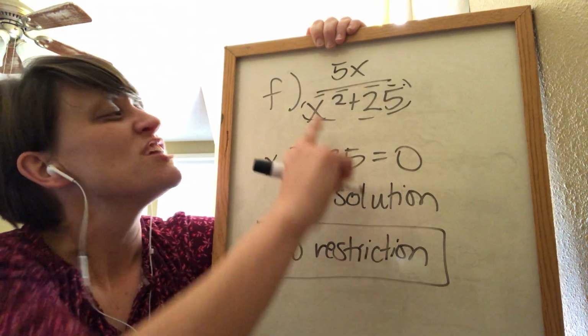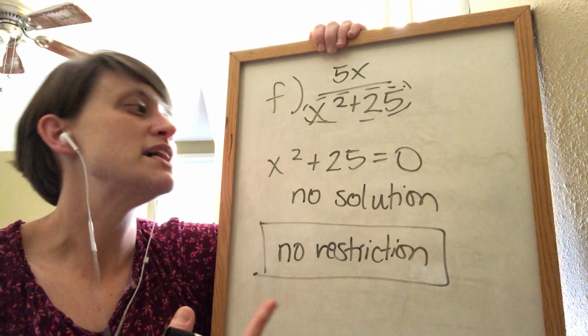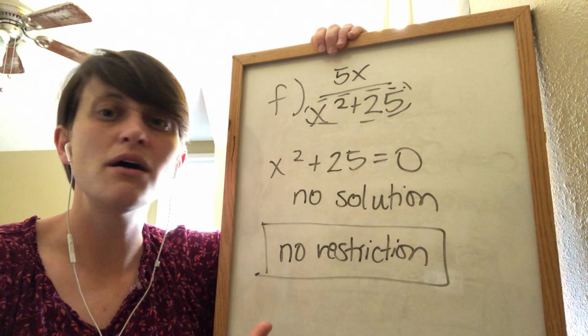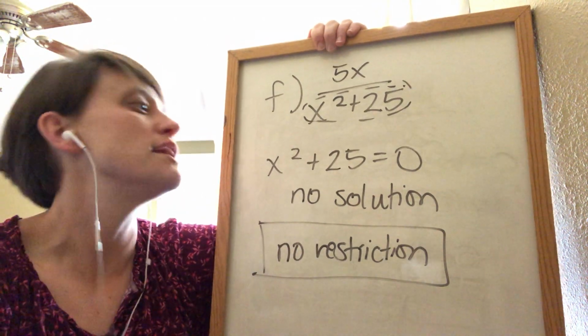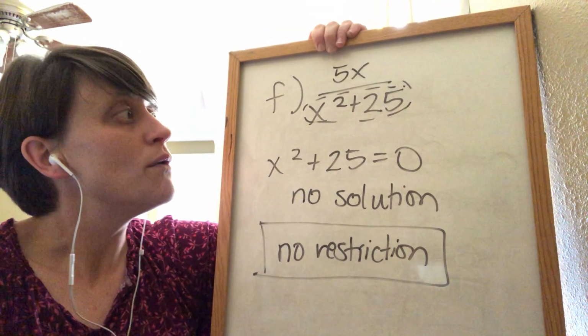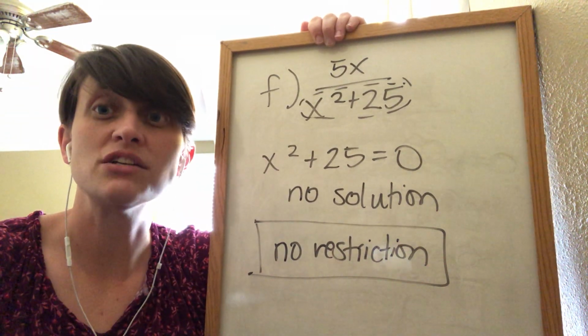Sometimes that happens, especially when we just have a number down here. Like if our denominator were 5, for instance, 5 will never be 0. So there's nothing you could substitute in for x that would cause the denominator to be 0. Okay, so that's the end of this one. Next, watch simplifying rational expressions.